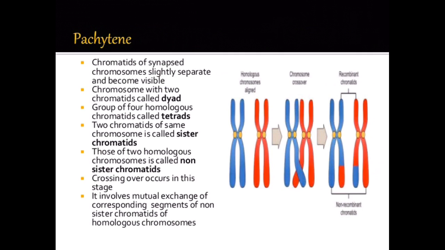Pachytene. Chromatids of synapsed chromosomes slightly separate and become visible. A chromosome with 2 chromatids is called a dyad. A group of 4 homologous chromatids is called a tetrad. 2 chromatids of the same chromosome are called sister chromatids. Those of 2 homologous chromosomes are called non-sister chromatids. Crossing over occurs in this stage. It involves mutual exchange of corresponding segments of non-sister chromatids of homologous chromosomes.